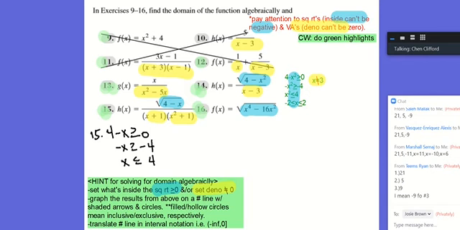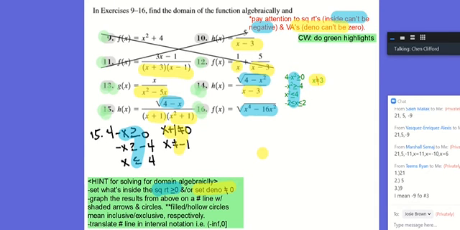Now the bottom portion. That's your blue highlight. Now let's look at the bottom portion. Let's start with the first one. X plus 1 cannot equal 0. Subtract 1 from both sides. X cannot equal -1. And that's your first yellow highlight here.